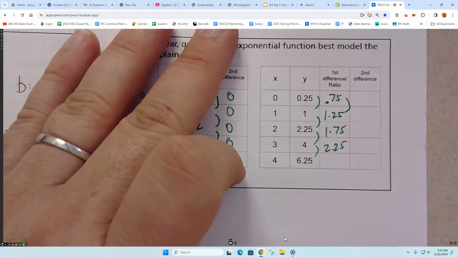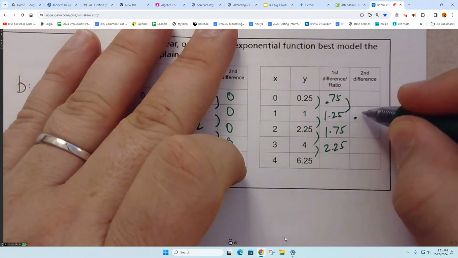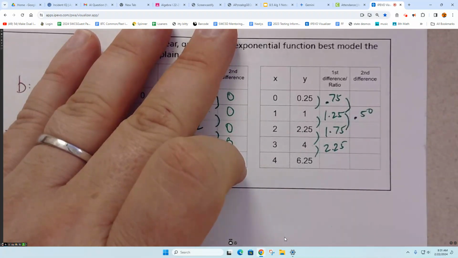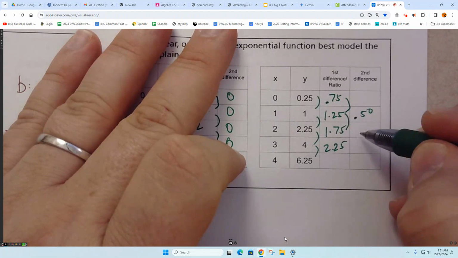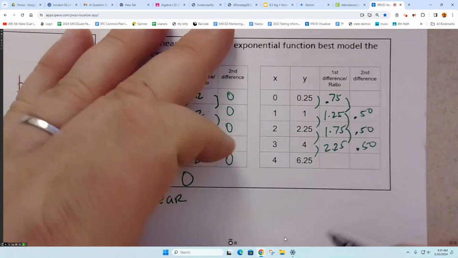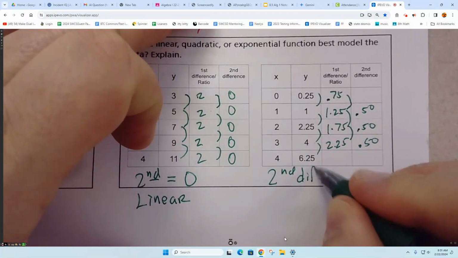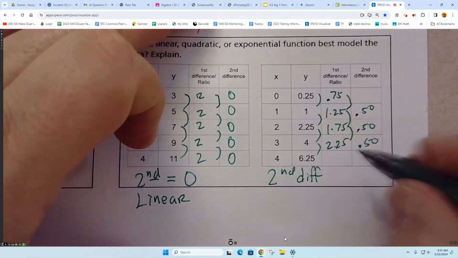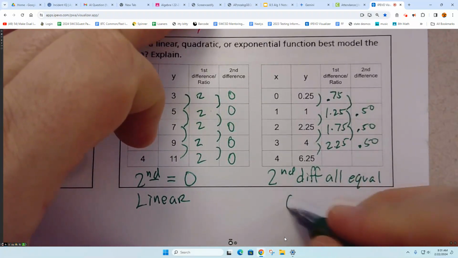Difference here. 0.50. Difference here. 0.50. Difference here. If the second differences are all equal, then it's a quadratic.